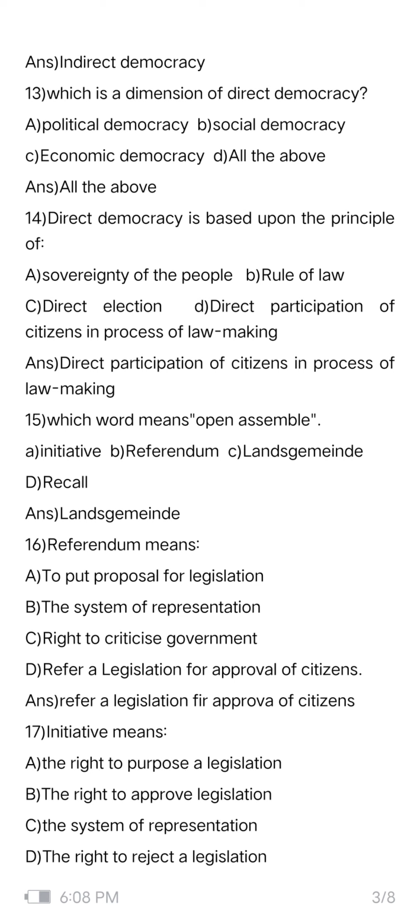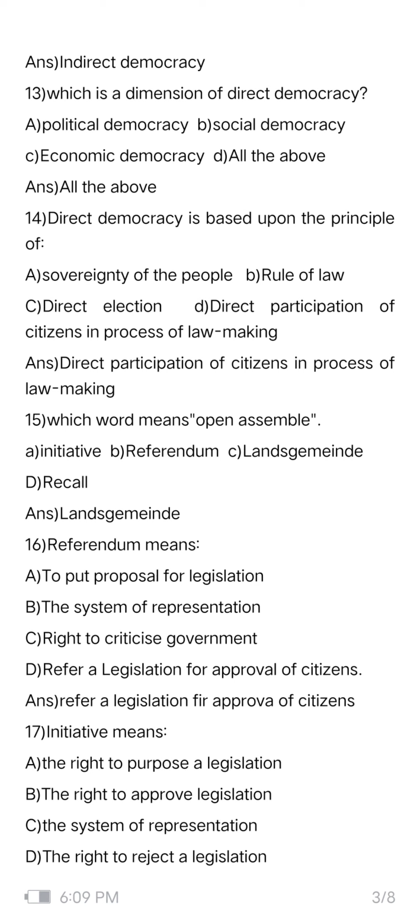Next question is, which is a dimension of direct democracy? Option A, political democracy. Option B, social democracy. Option C, economic democracy. And option D, all the above. Right answer is all the above. Political democracy, social democracy, economic democracy, all are a dimension of direct democracy.